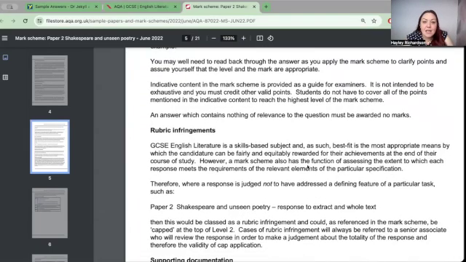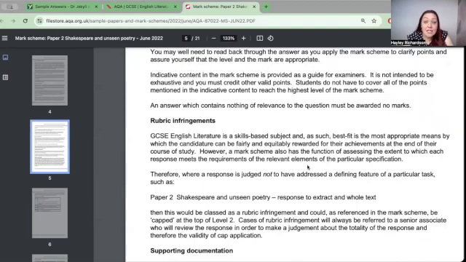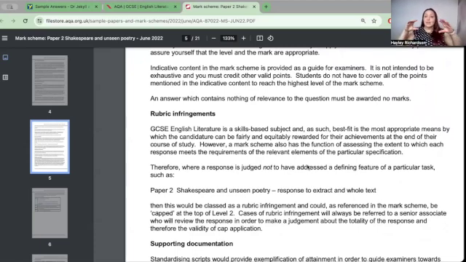Indicative content in the mark scheme is provided as a guide for examiners. It is not intended to be exhaustive. That means it's not that or nothing, and you must credit other valid points. Students do not have to cover all of the points mentioned in the indicative content to reach the highest level of the mark scheme. So, for example, if you use ambitious vocabulary and you misspell one of your words, the fact that you've used ambitious vocabulary and spelt it correctly elsewhere means they're going to let you off that one. You don't have to be absolutely perfect to get top marks.